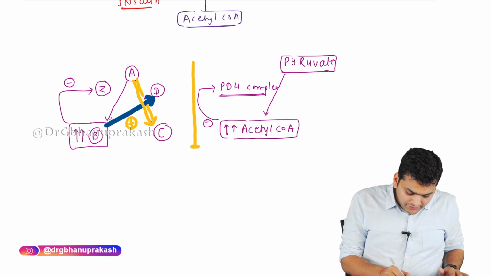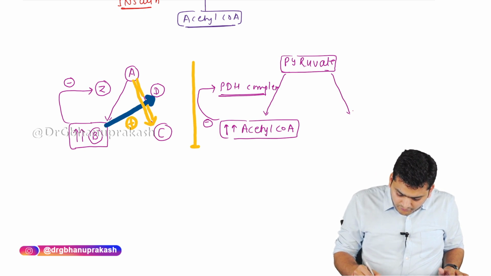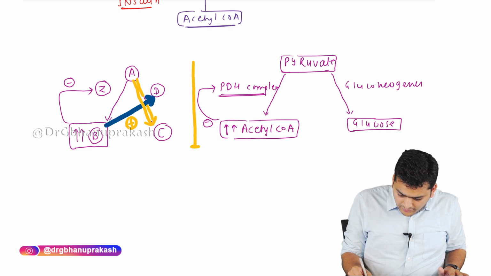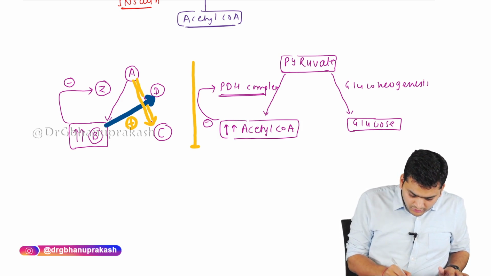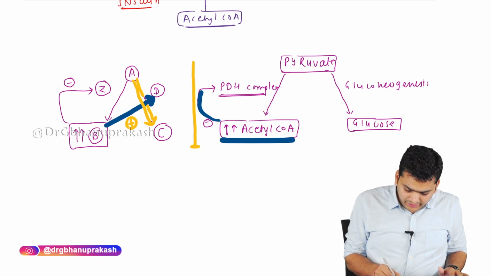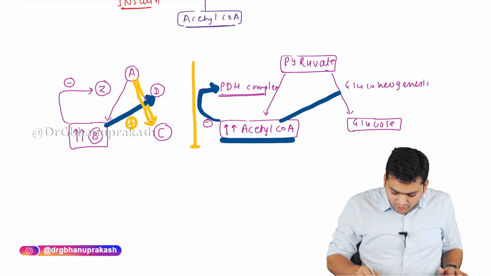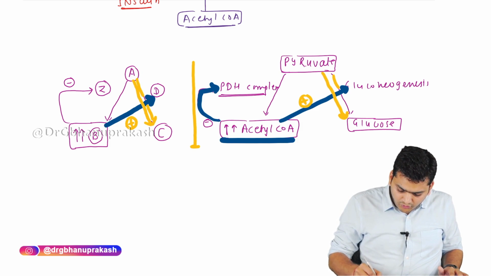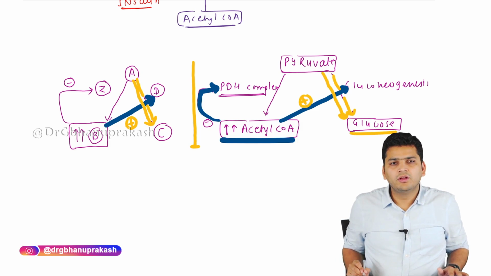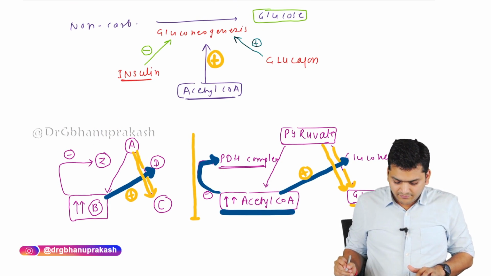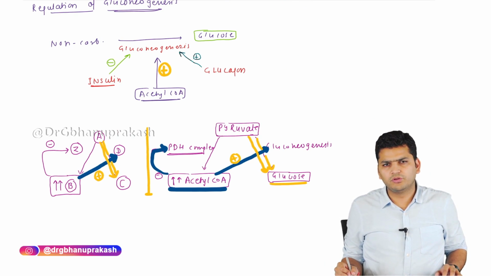Just now we discussed that pyruvate can be converted into glucose. And that process, pyruvate to glucose, is referred to as gluconeogenesis. So if you increase the concentration of acetyl CoA, it is going to inhibit its own enzyme. That is very good. But at the same time, it can stimulate gluconeogenesis. So more pyruvate will be diverted towards this side and will make more glucose. Acetyl CoA is never ever a substrate of gluconeogenesis, but it can stimulate gluconeogenesis.